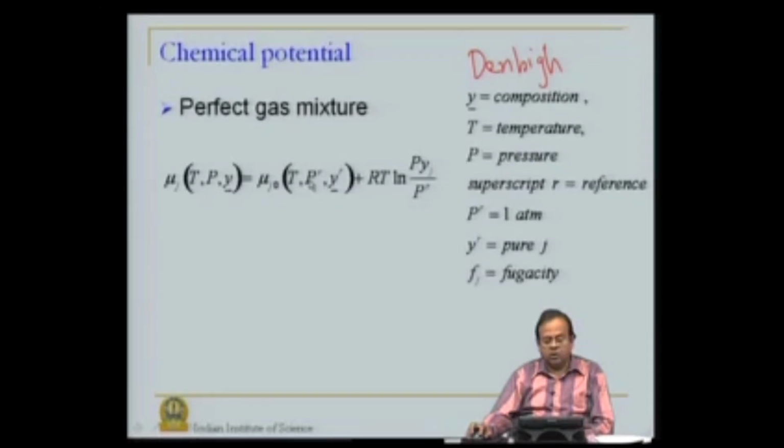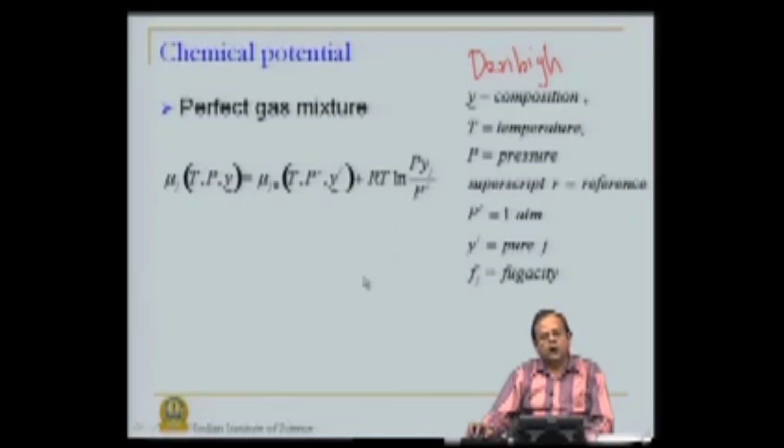What is reference pressure? Reference pressure is typically taken as 1 atmosphere and reference composition is taken as pure J. So, reference composition y_R will have components all zeros except the jth component unity, that means the mole fraction of J is 1, that means we are looking at pure J. So, this is how chemical potential is related to temperature, pressure and composition. That is a model that we use.